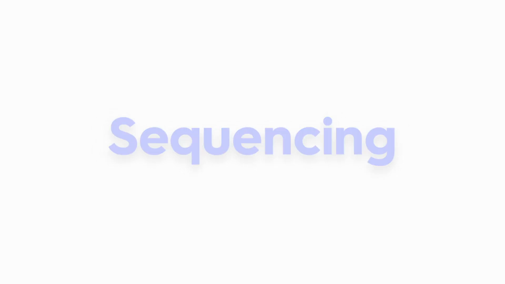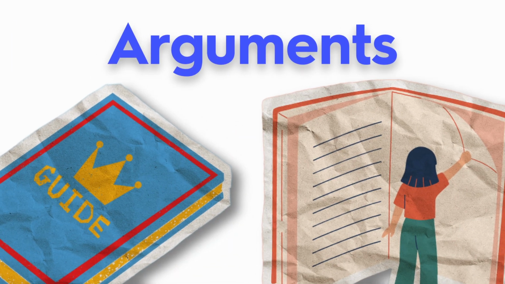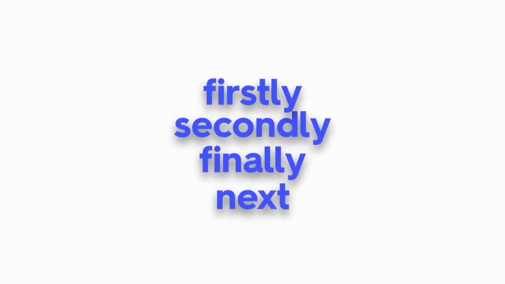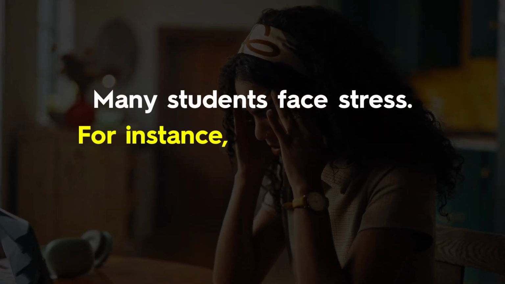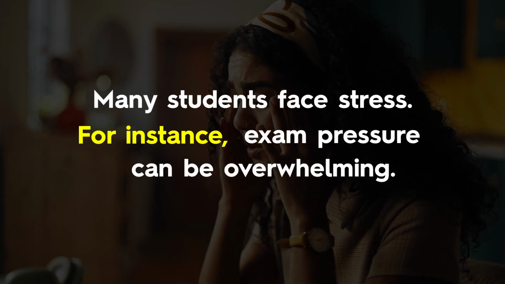Next, let's look at sequencing, which is all about guiding your reader through your arguments. For this, words like firstly, secondly, finally, and next are essential. And finally, examples. To support a general statement, words like for example or for instance are essential. Example: many students face stress. For instance, exam pressure can be overwhelming.